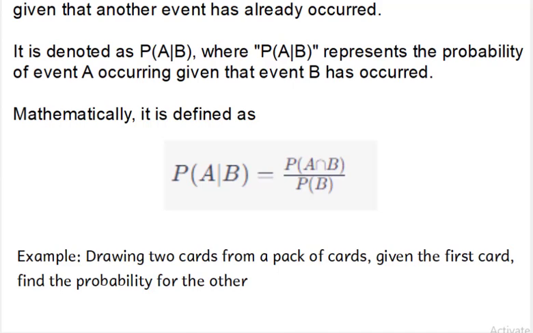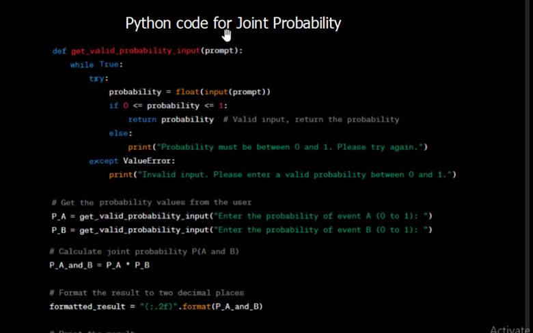Now let us see the Python code. First, the Python code for the joint probability is simple multiplication of the two probabilities. In this case, we define the function. It will prompt us to get the values, and here we have a while loop running. What this while loop will do is check whatever value we are giving it.